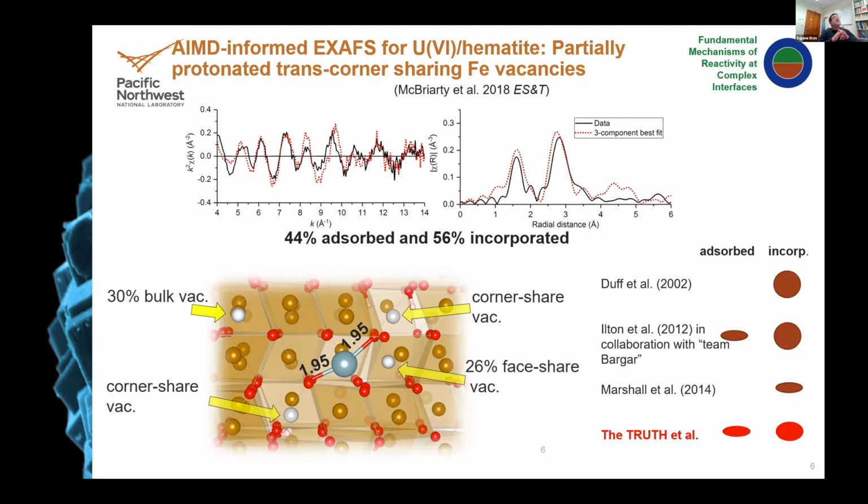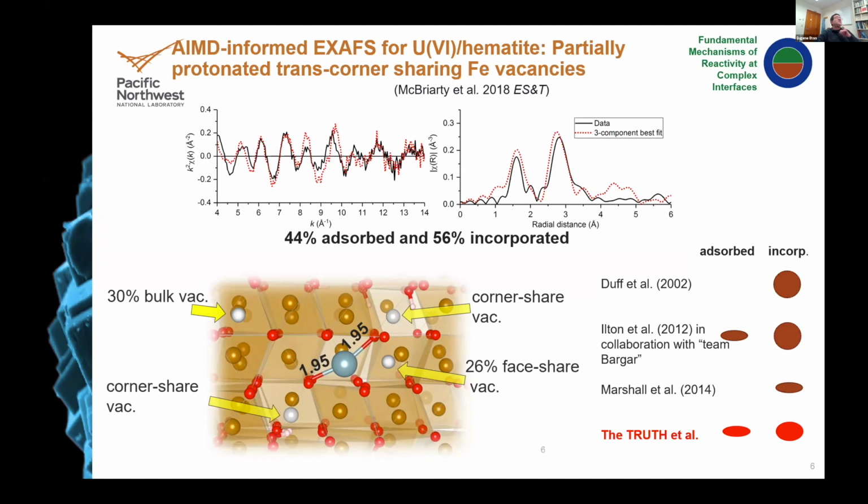Of that 56% that was incorporated, the common motif was trans corner sharing vacancies, iron vacancies that are opposite each other. And what that allowed to happen is that we basically got a shortening of these bonds so that it started looking a little bit uranyl-like. It wasn't 180 degrees like you'd expect with a strict uranyl structure. It was bent at 170. So we're calling this a uranyl-like structure that's accommodated by these trans corner sharing vacancies.